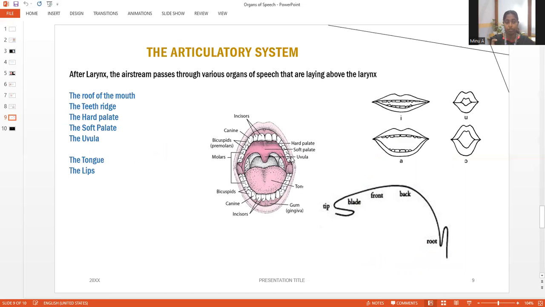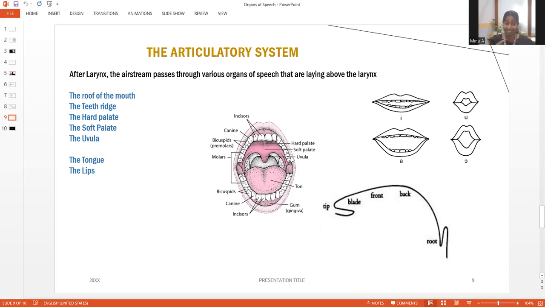The first section of organs comprised together under the title, the roof of the mouth. In the roof of the mouth, we have different parts, and each of these parts plays a very important role in the production of certain sounds. And then we have the tongue and lips. So let's start with the roof of the mouth. What are the parts in this roof of the mouth?